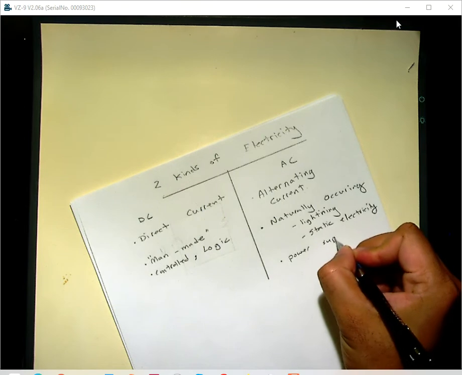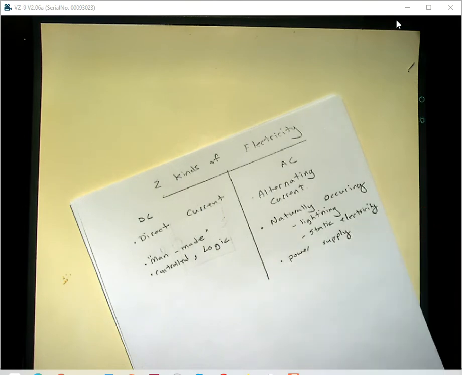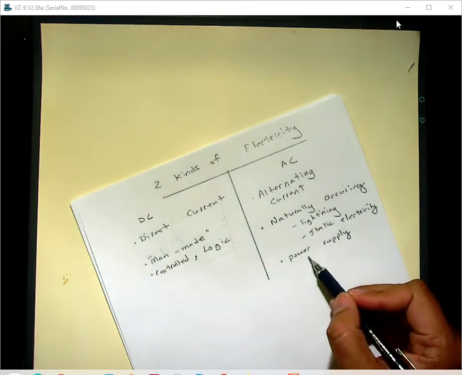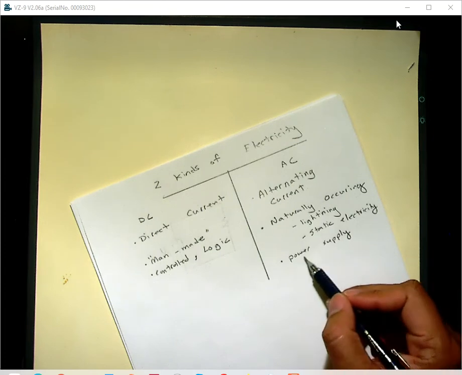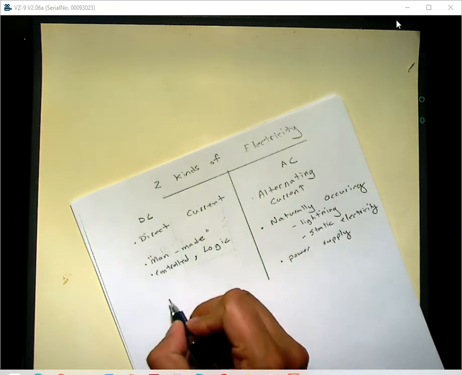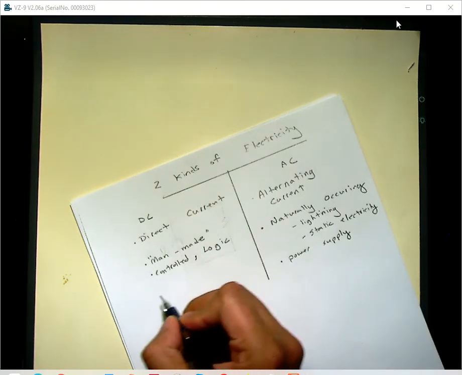So anything that requires power, let's say the power that comes to your house, like the 110 volt power that comes to your house, any of the transmission lines outside, anything naturally occurring is considered your AC circuit. Your DC is basically your computer.